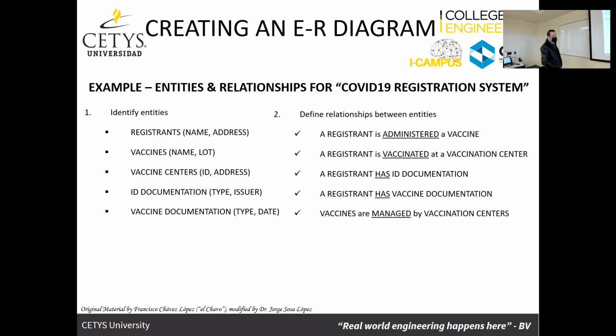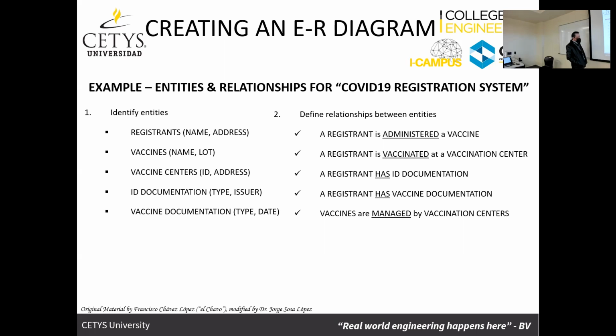The vaccines themselves have names, have lots, also as examples of attributes. I put there the vaccine centers. Why? Because we want to relate them to the vaccines and the registrants. The type of ID documentation that we're going to have. There's going to be different types of documents that identify us. And you guys mentioned a few of them, a passport. I think a lot of us said that everybody should have a passport, but not necessarily everybody has a passport. Everybody has a CURP, however.